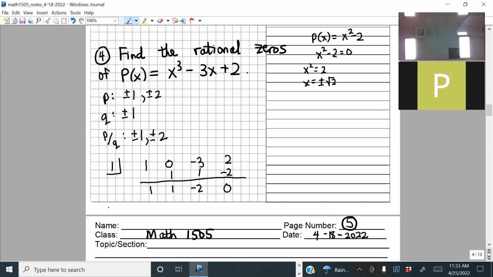So we know that now we know what? That x cubed minus 3x plus 2, that can be written as what? x squared plus x minus 2 times what? x minus 1.